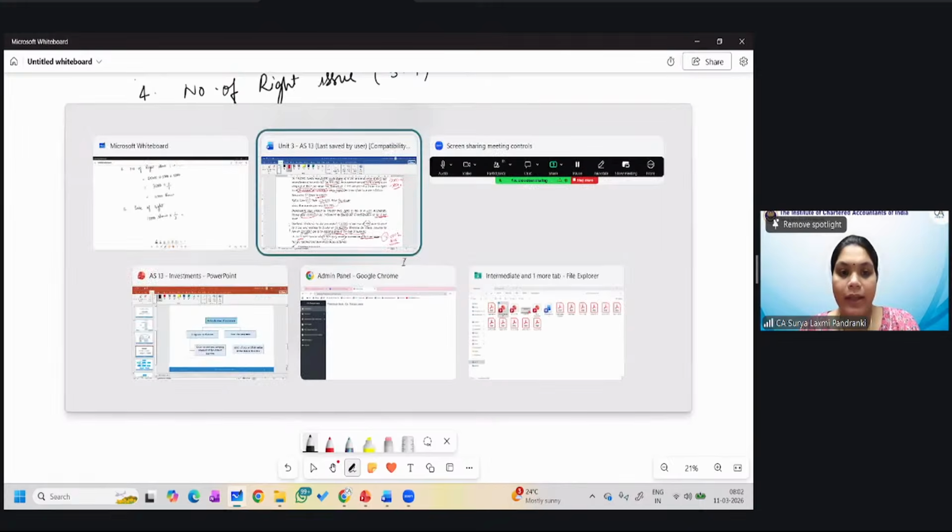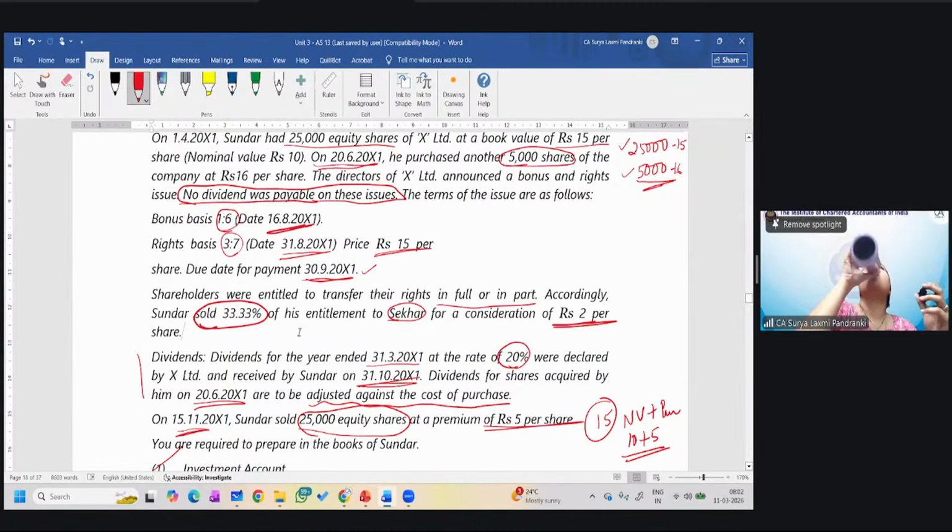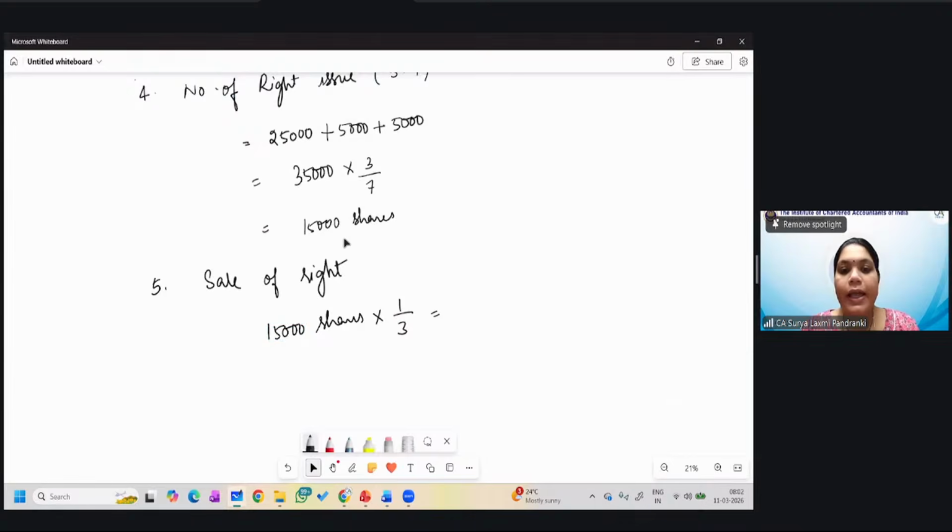Why did they take 1/3 here? They told that Sundar has sold 33.33% of his entitlement, which means out of the total shares, he actually should get 15,000 shares as his rights issue. But in that 1/3, he has sold it to a different person called Shaker.